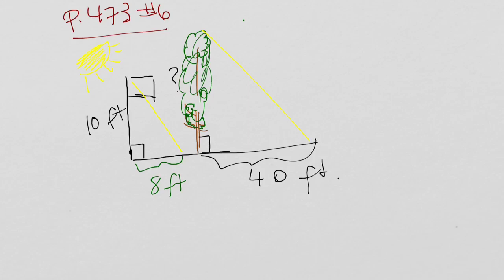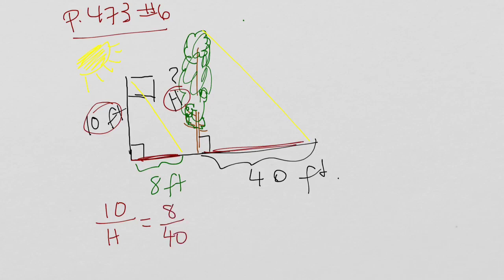If we call the height of the tree h, we can guess that the 10 feet and the height of the tree, the height of the flagpole and the height of the tree, are corresponding sides. So you're going to say 10 over h equals, and then this side is going to correspond with this side, 8 over 40. And then you can either reduce first and then cross multiply. So if we did that, we could reduce this to 1 over 5, and then you cross multiply and you get 1h equals 50. So the height of the tree is 50 feet.